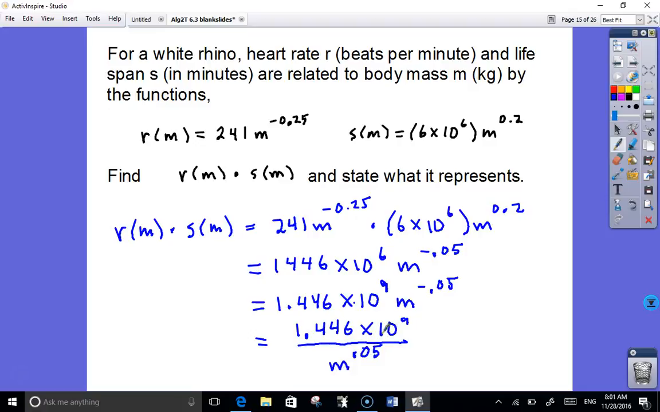Okay, now what does that represent? If you multiply something that represents the heart rate in beats per minute times lifespan, which is in minutes, what do you think that's telling you?